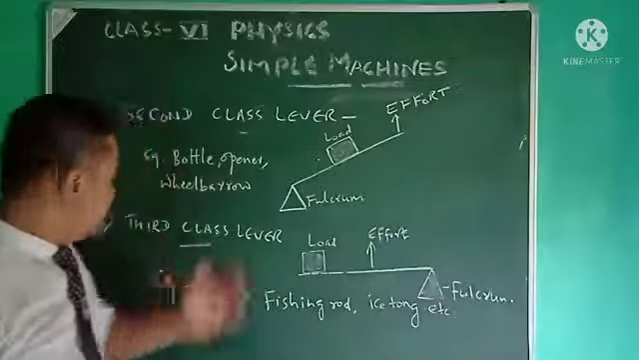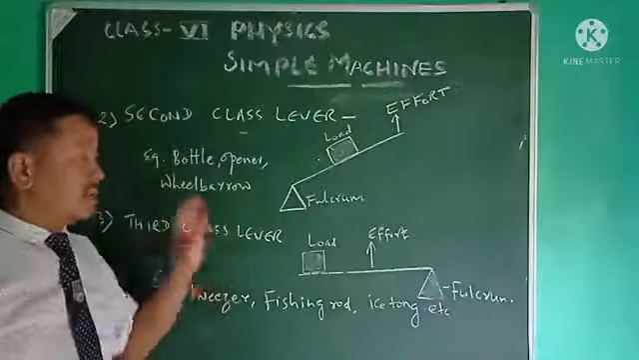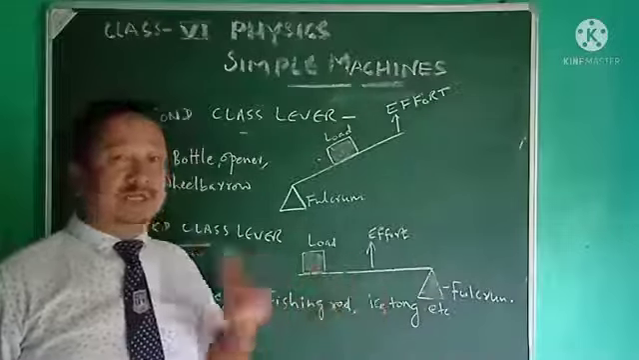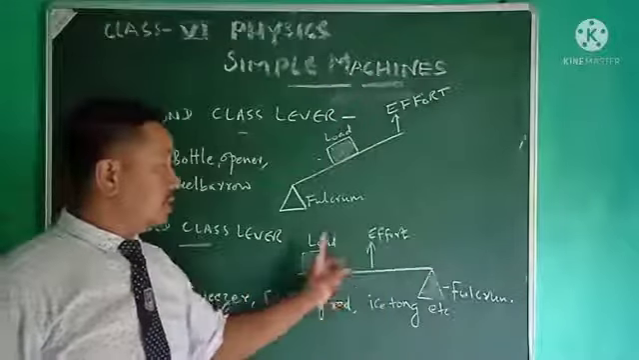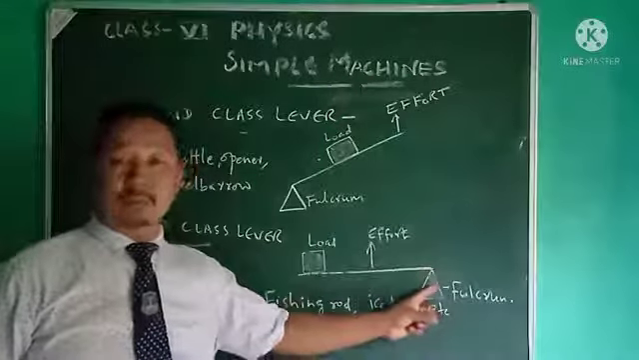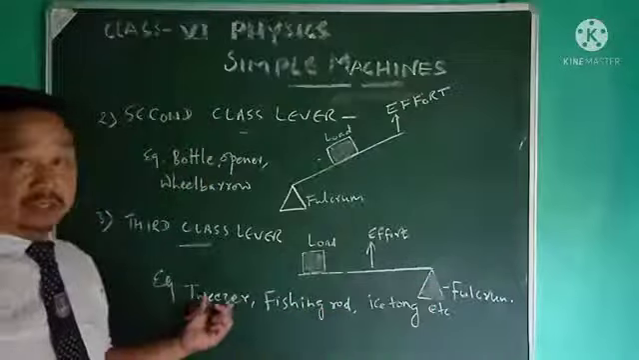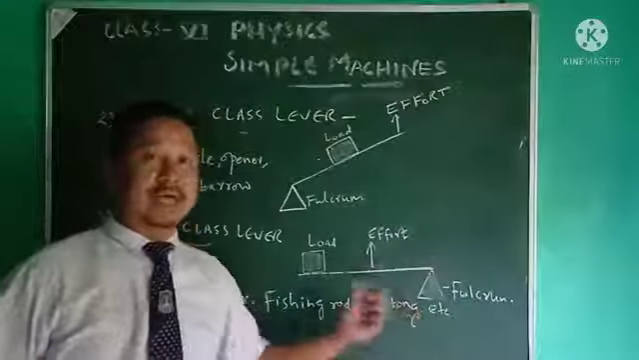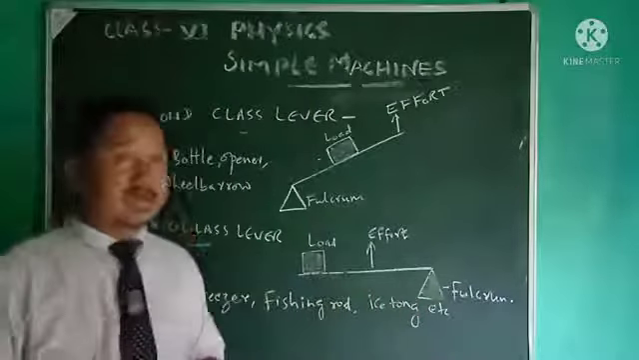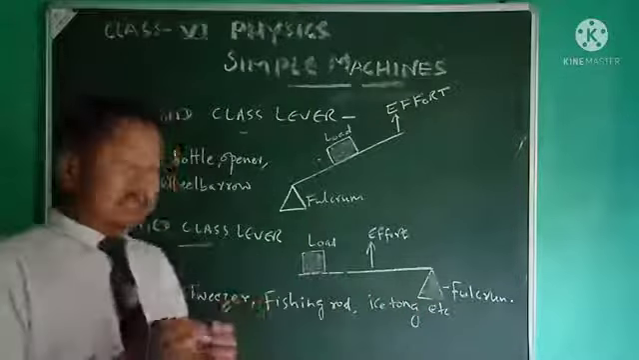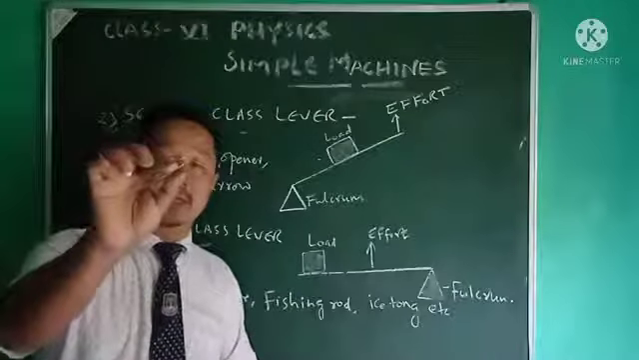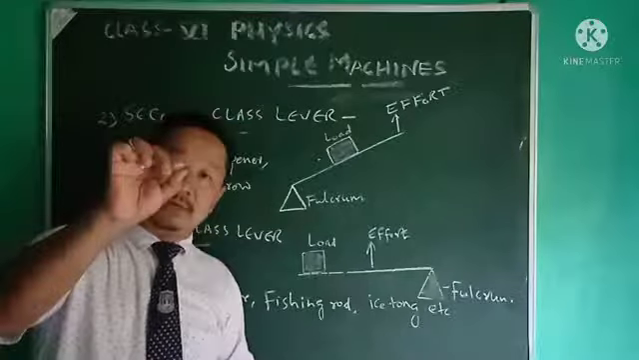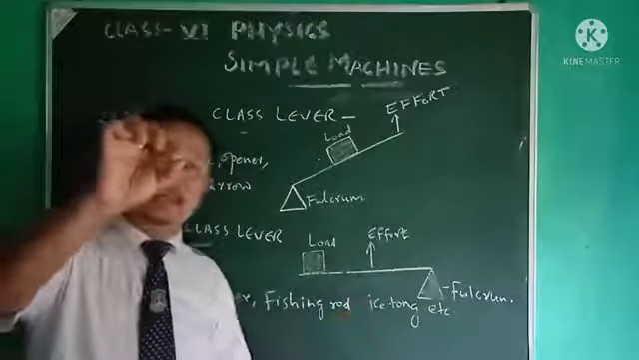Then we have the third class lever, where you find the effort in the middle, which is in between the load and the fulcrum. For example, tweezers, fishing rod, ice tongs, etc. are examples of the third class lever. So how is it? Let's see the tweezer. I've got a tweezer out here. When you use the tweezer, your effort will be in the middle. See here, your effort is in the middle.